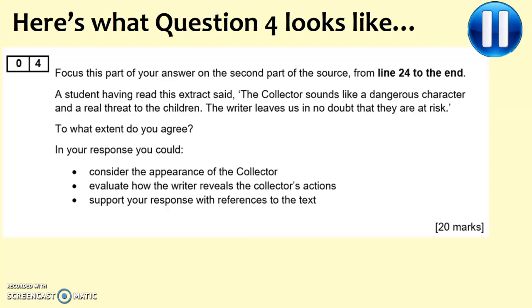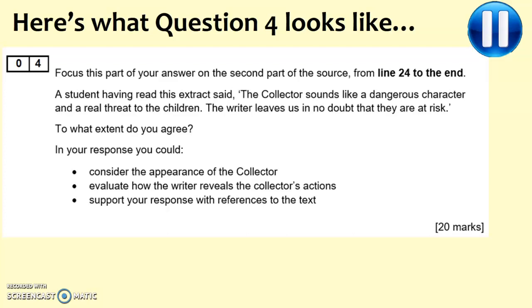And you get a statement, something like, as it says there, a student having read this extract said, "The collector sounds like a dangerous character and a real threat to the children. The writer leaves us in no doubt that they are at risk." Some sort of made-up quote from a student is normally put there, which comprises of 2 or 3 bits, and we'll look at those in a moment.